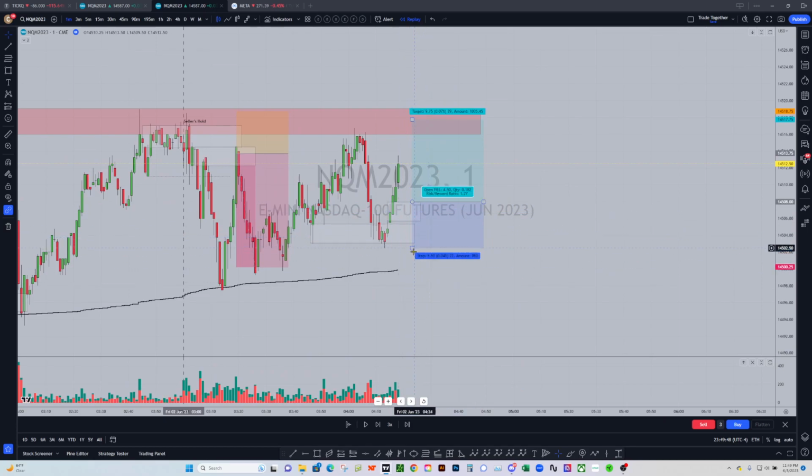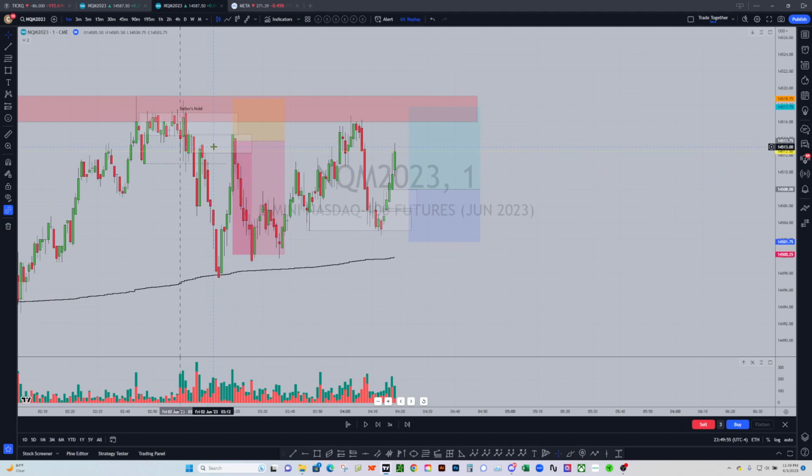Because if it breaks below with any sort of force, we don't want to be caught in the downside move, as we see in Q, when it moves pretty drastically.